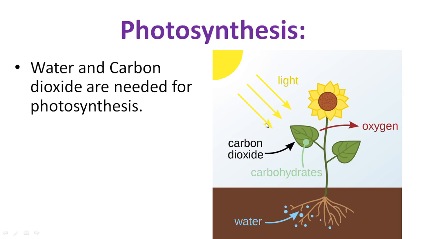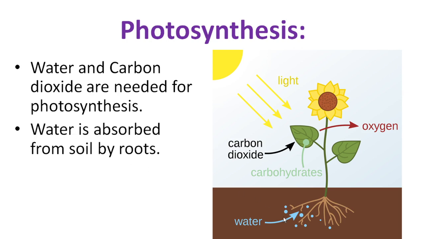So water, where does it come from? Water is absorbed from the soil by roots. How water is transported all the way from roots to the leaves we will study in a later chapter.